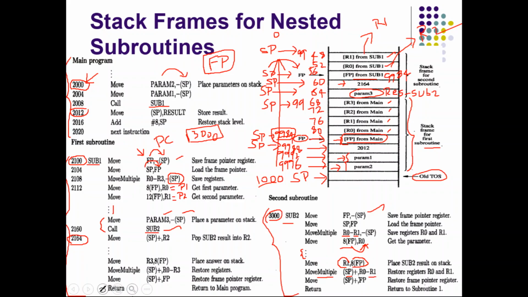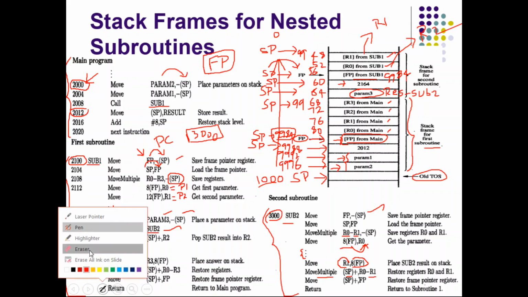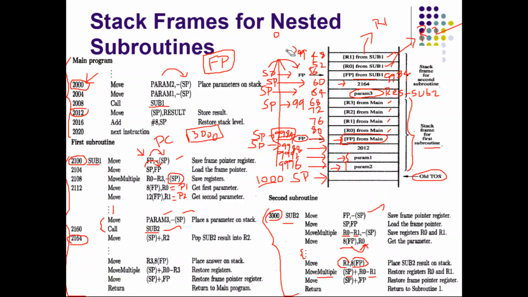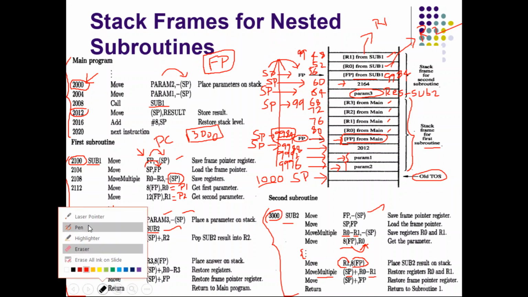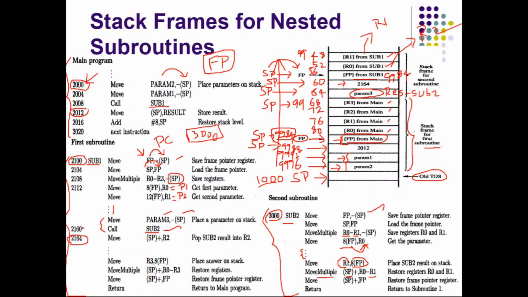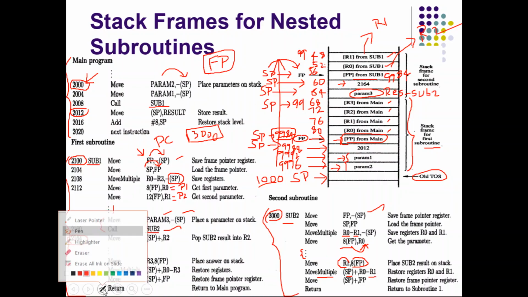So 2 times sp is incremented. Here when you come down, the address will increase, right? Originally sp is pointing to 48. After moving this content to r1, sp will become 52. After moving this content to r2, sp will become 56, I mean 9956.